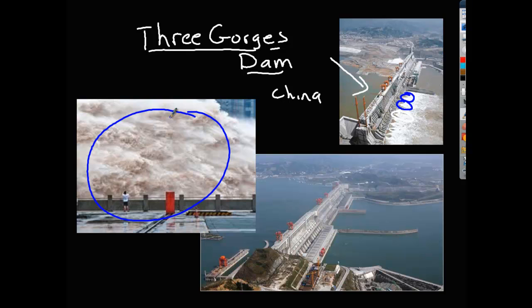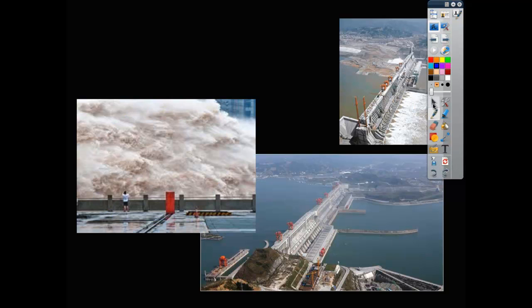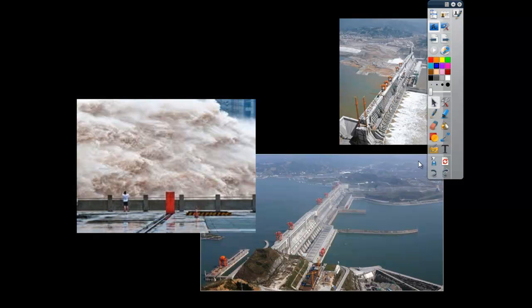Massive amount of problems with this dam. In fact, most people told them not to build it, but they went ahead and built it anyway. And there's massive problems, which we're going to get into when we get into the water unit. But right now, we're just dealing with electricity.